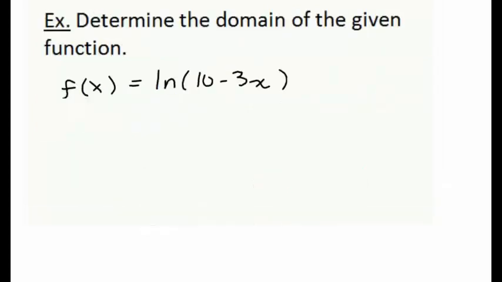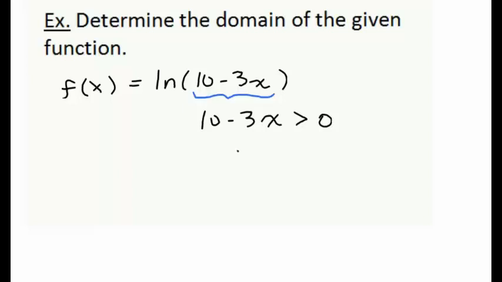Let's use the information from the last slide to determine the domain of the function f of x equals ln of 10 minus 3x. We know that what we have to focus on is the inside portion of our ln function. We would like 10 minus 3x to be bigger than 0. Otherwise, we're going to get negative values inside of our ln function, and it's not going to be able to compute those negative values for real numbers.